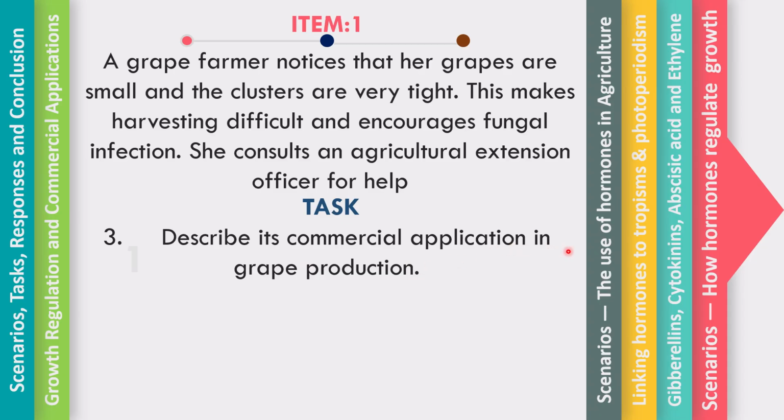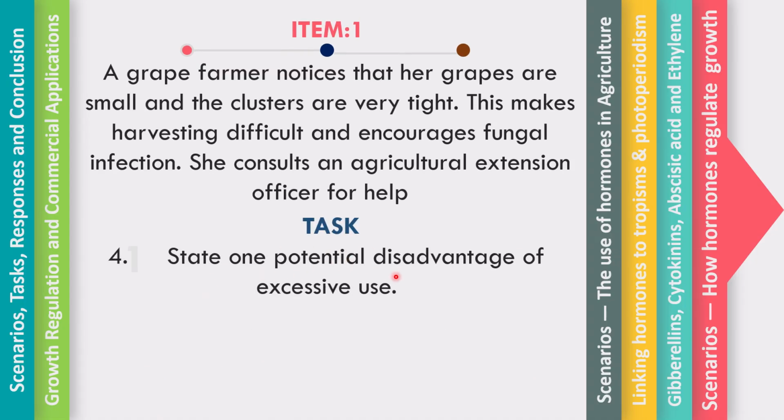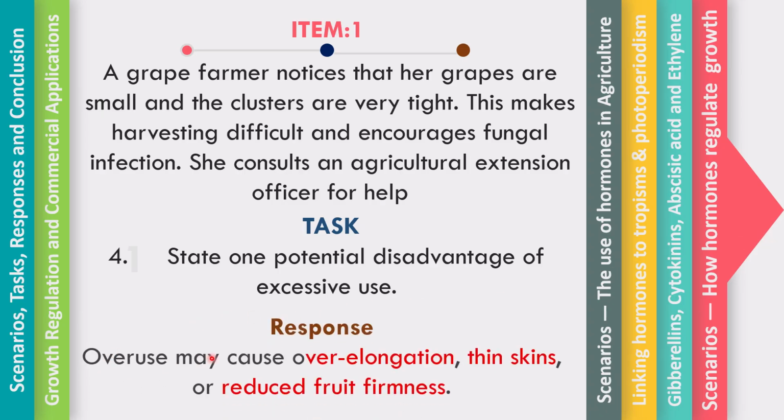Describe its commercial application in grape production. Commercially, gibberellin sprays are used to produce larger grapes, looser clusters, and seedless table grapes. State one potential disadvantage of excessive use. Overuse may cause over-elongation, thin skins, and reduced fruit firmness.